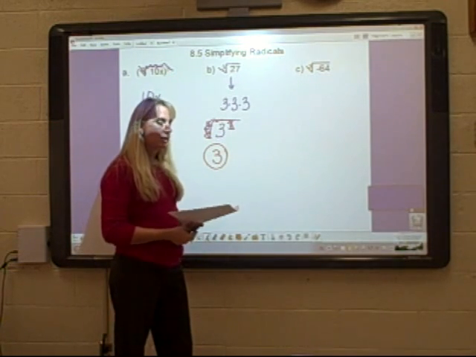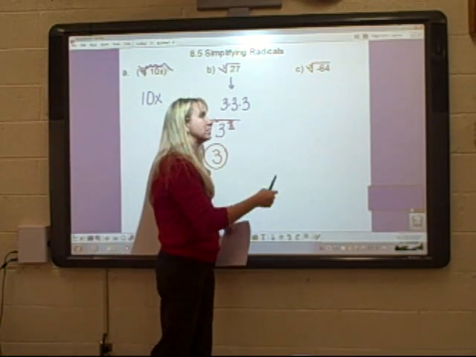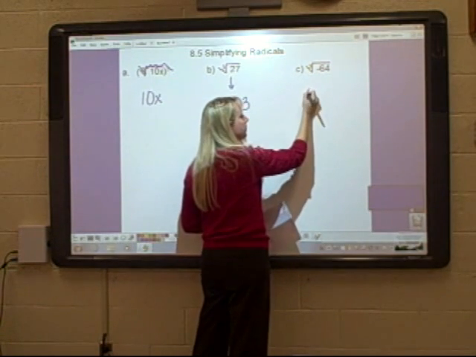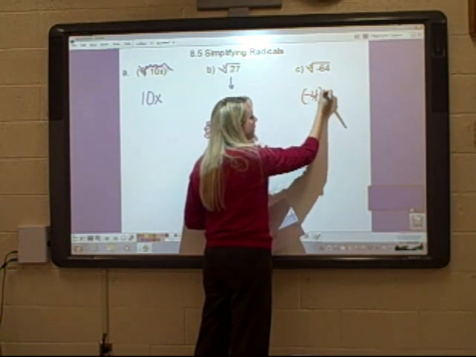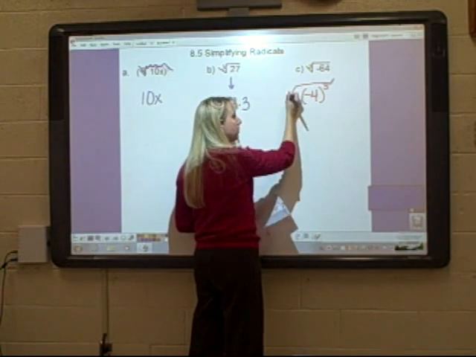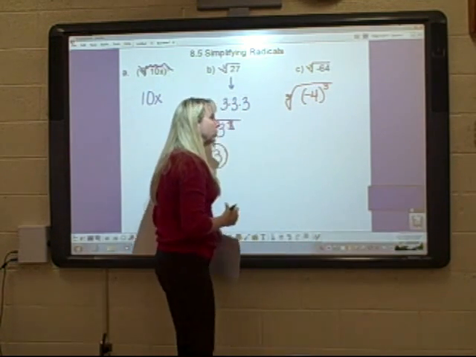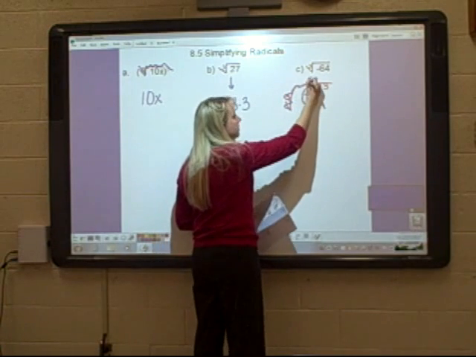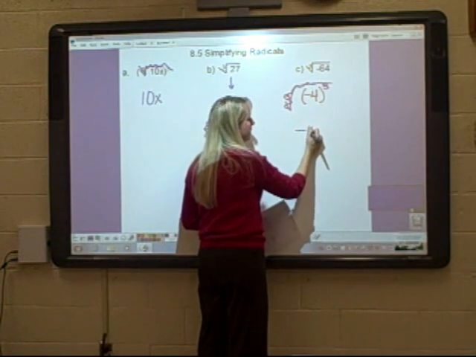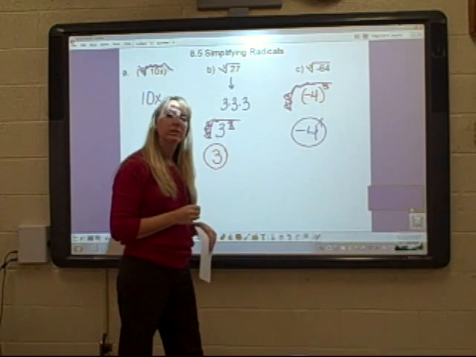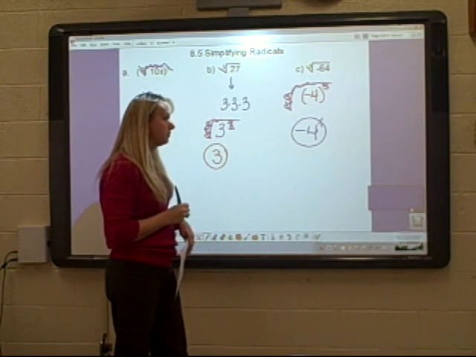So in this case, I need to think about what number times itself 3 times is negative 64. Well, negative 4 to the third power is negative 64. And a cube root and a cube are going to cancel each other out, and we end up with negative 4. Because negative 4 times negative 4 times negative 4 is negative 64.